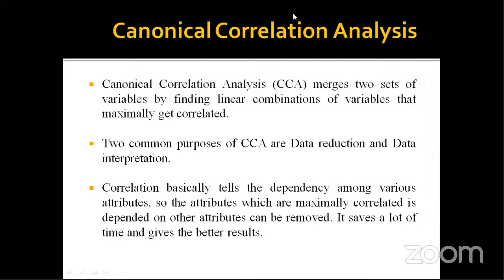Coming to canonical correlation analysis, as discussed, it is a dimensionality reduction technique. It usually measures the associations among any two sets of variables. It infers the information from two different variables, that is, it extracts the maximally correlated information from the two different variables.